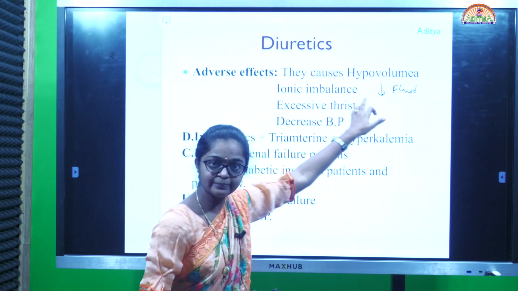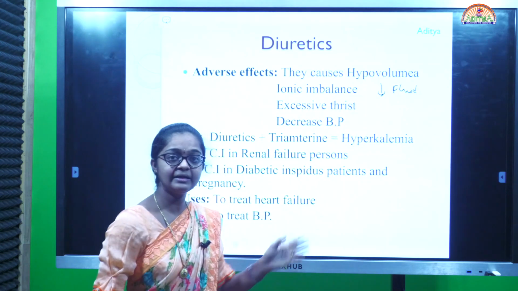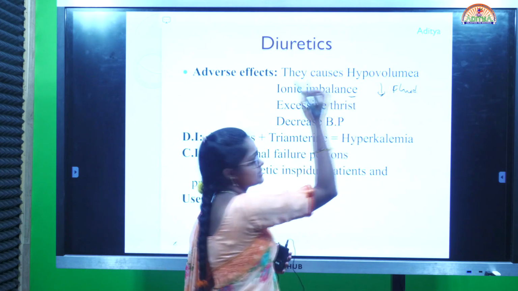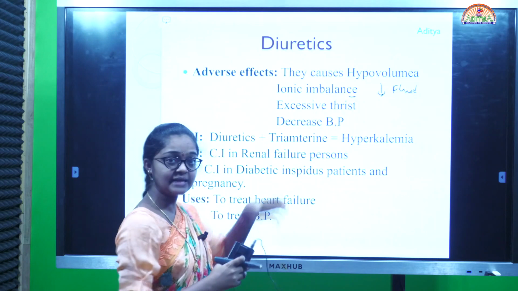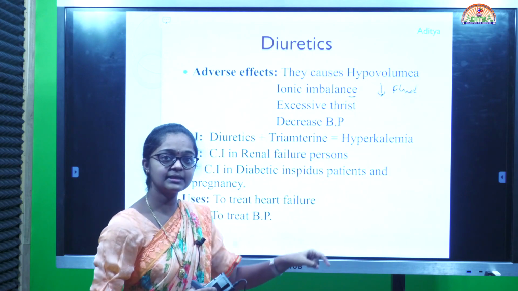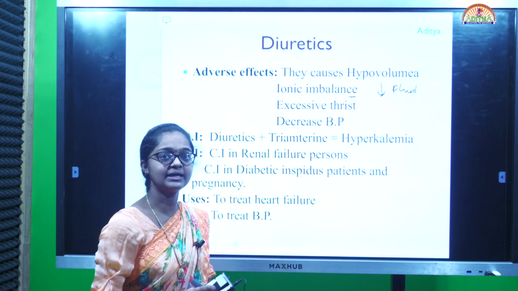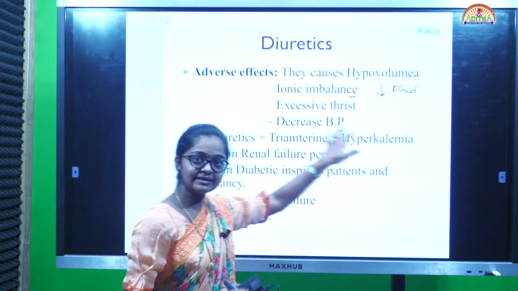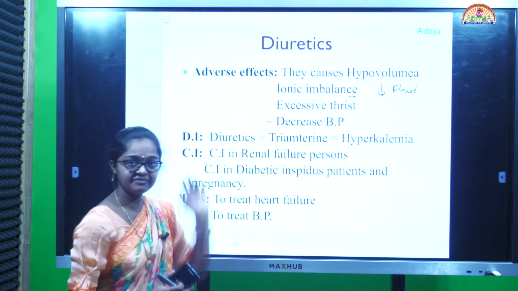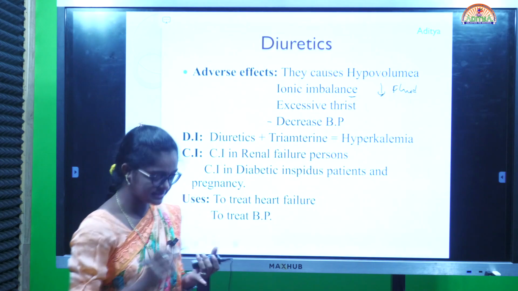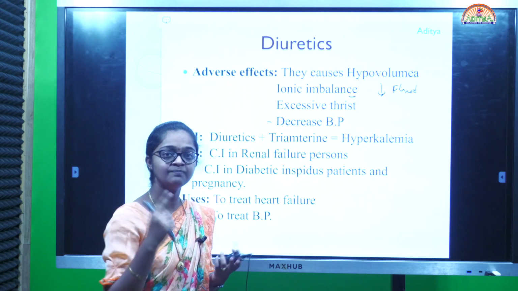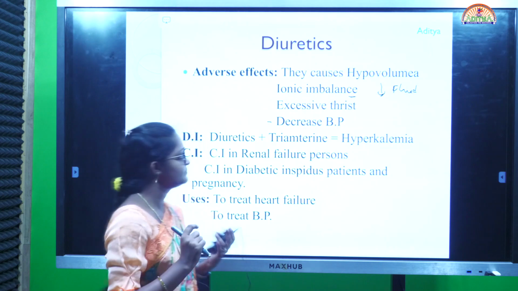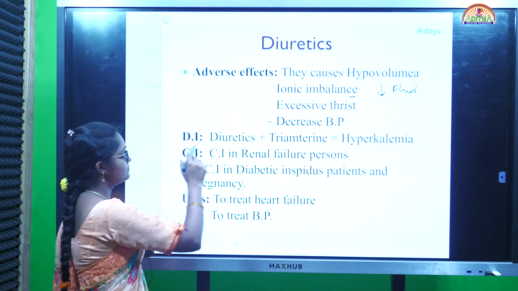It causes ionic imbalance. Due to diuresis, sodium and potassium ions are eliminated, which causes the ionic imbalance. Next, excessive thirst. Due to the decrease in water content in our body, excessive thirst occurs. There is also a decrease in BP. The main adverse effects of diuretics are hypovolemia, ionic imbalance, excessive thirst, and a decrease in BP.